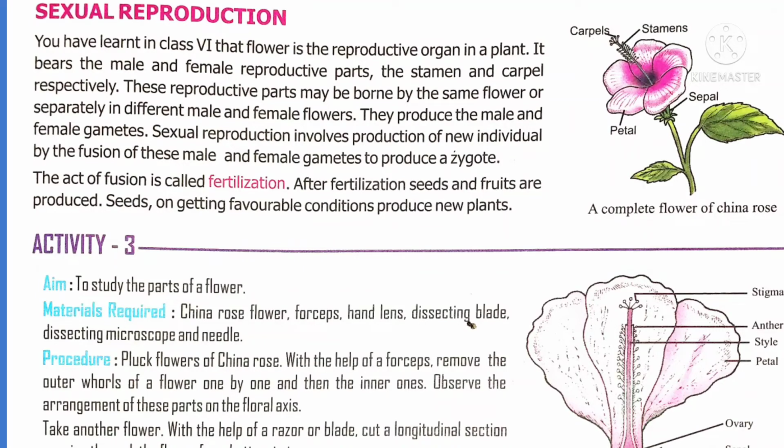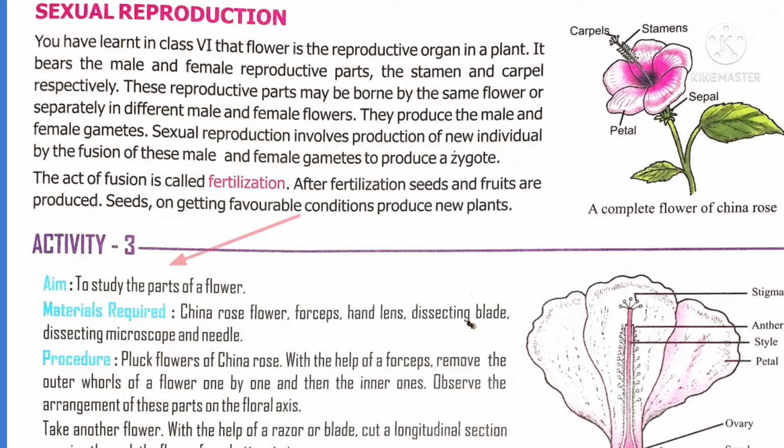In some cases, flowers have both male and female reproductive parts in the same flower, whereas some flowers have only the male reproductive part and others have only the female reproductive part. Male and female gametes are present in the male and female reproductive parts of the flower. These male and female gametes fuse to form a zygote. Such fusion of male and female gametes is called fertilization. After fertilization, seeds and fruits are produced. Seeds, on getting favorable conditions, grow into a new baby plant.